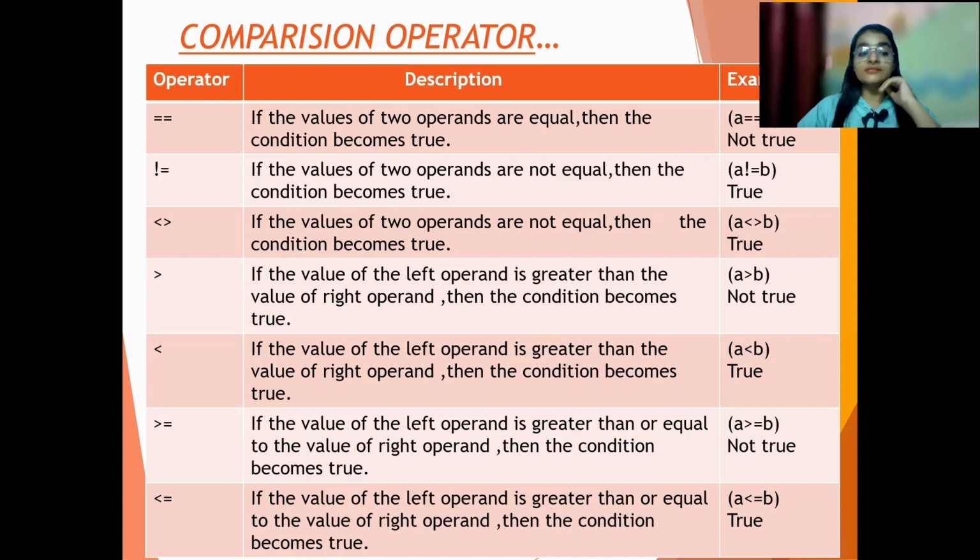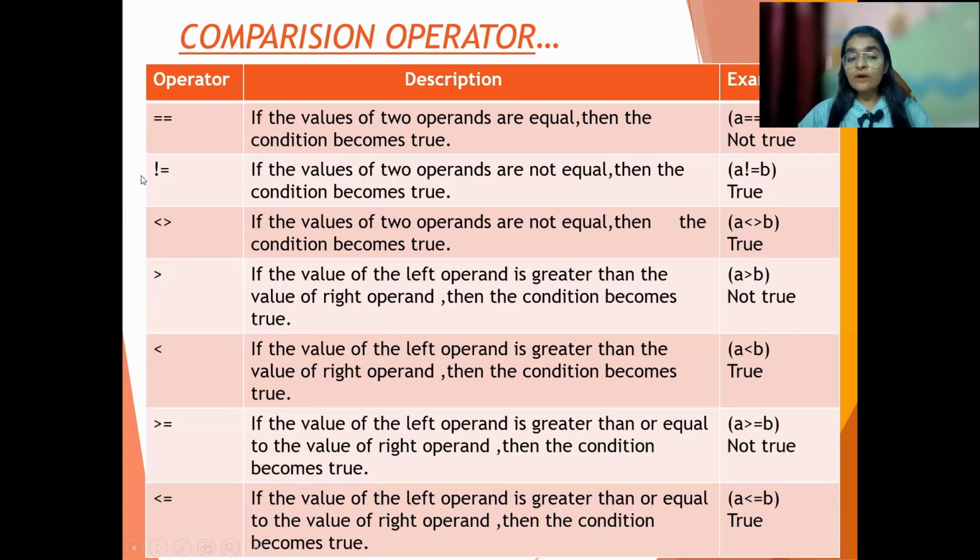The first operator is the equal to operator, right? If the two operands have equal values, then the condition becomes true. For example, I have 5 equal to 5. So basically it will give us true. Why? Because 5 is equal to 5, right? It's absolutely true, so the condition is true and it will give us true.